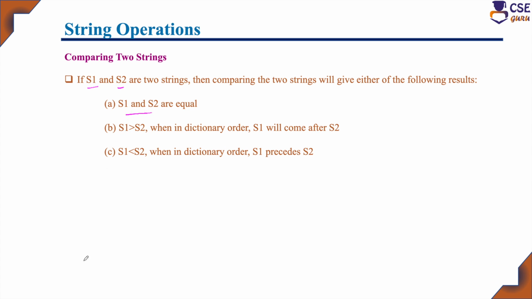When you are comparing character by character, maybe both the strings are equal, or S1 is greater than S2, meaning S1 will come after S2. That is the meaning. Or S1 is less than S2, meaning S1 precedes S2. That is the meaning. So the result may be any one of these three cases.